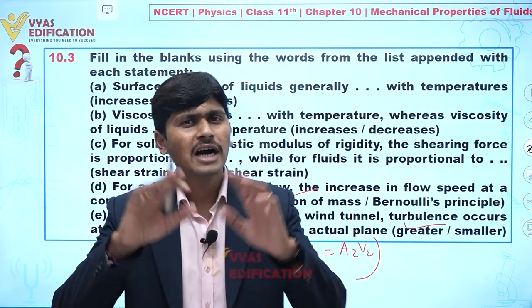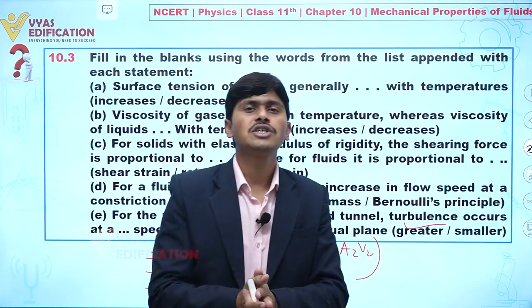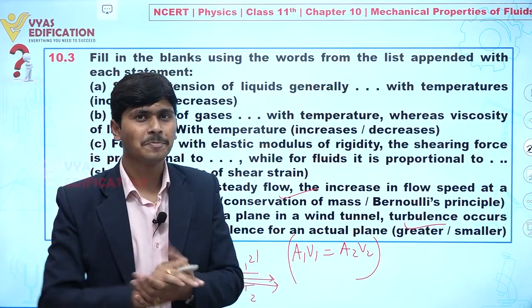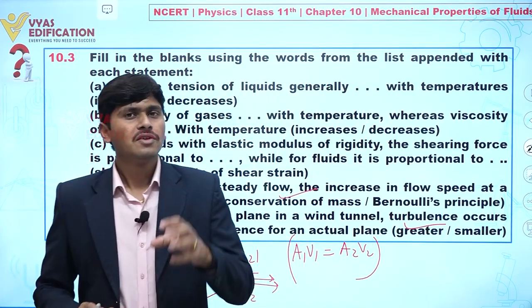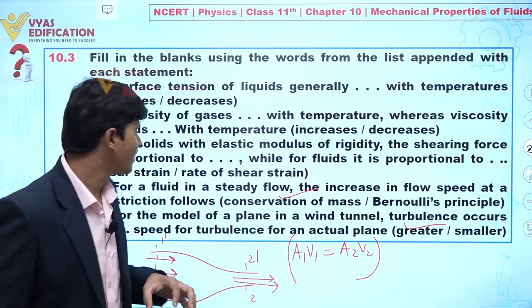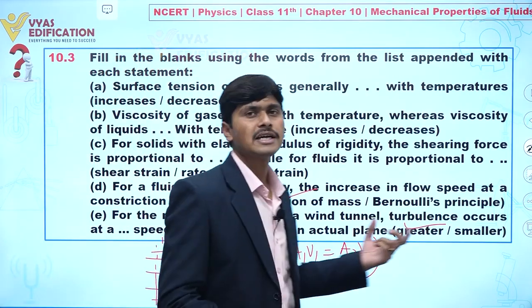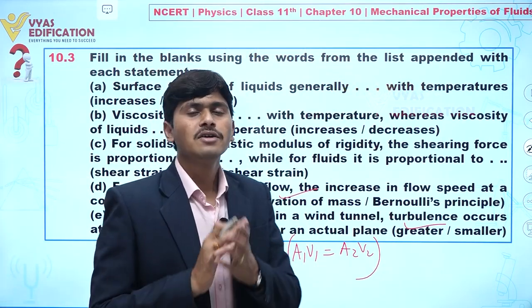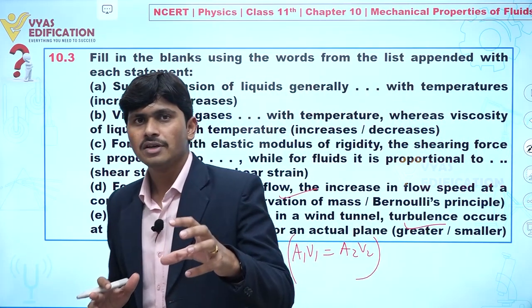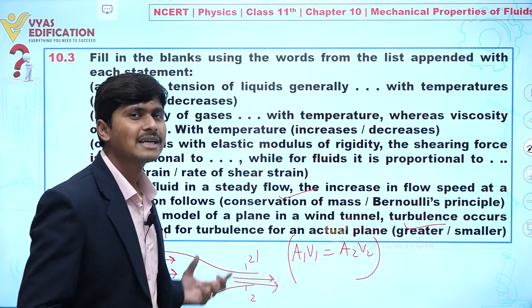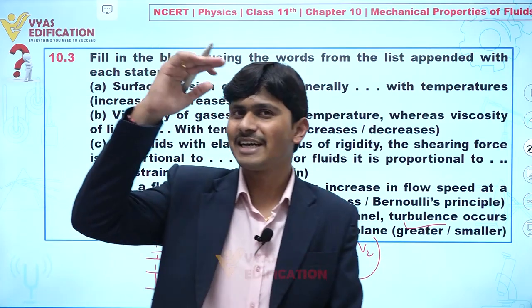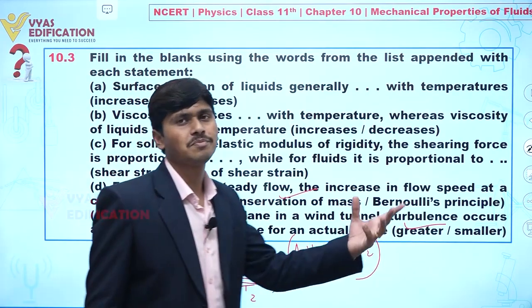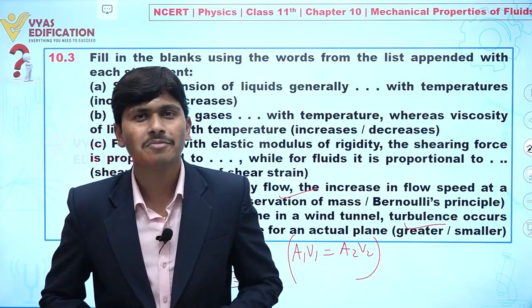In a wind tunnel we are simulating the same situation as for an aeroplane at a certain height. Here we can simulate, but turbulence will occur at a greater speed compared to turbulence at the actual position. Why? Because if our model can sustain a greater turbulence, definitely it can sustain a certain height also. That's why turbulence occurs at a greater speed compared to the actual situation of a plane. So this is all about this question.